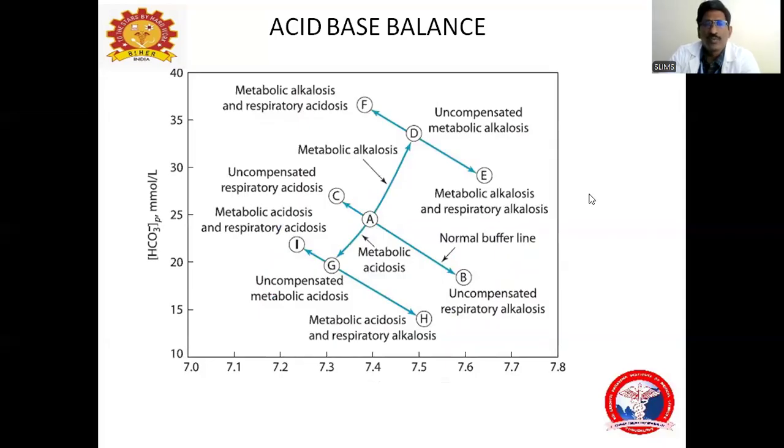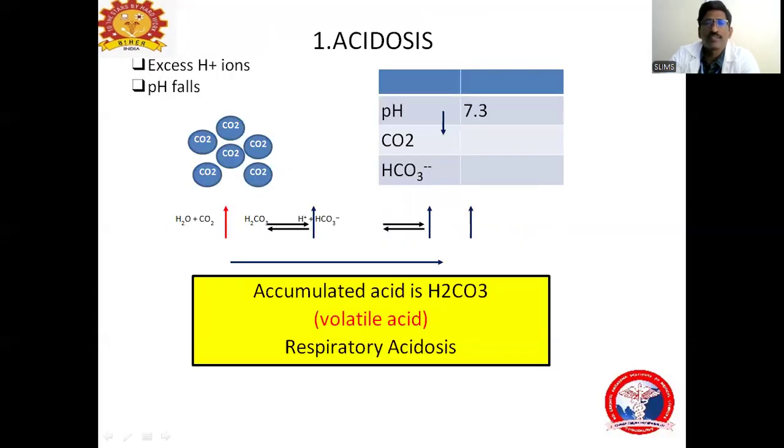So there are four quadrants. Imagine that A is normal. On the right side is alkalosis, and the left side is acidosis. Here is the bicarbonate. Above is metabolic alkalosis. Below is metabolic acidosis. So we have importantly four components, quadrants.